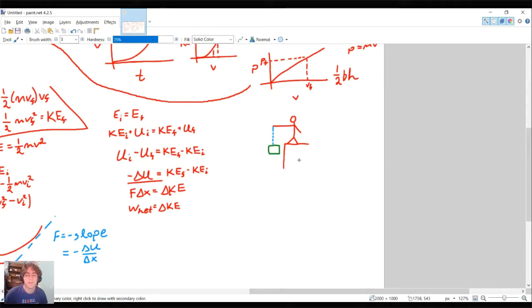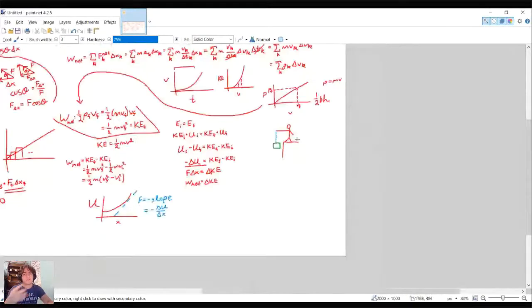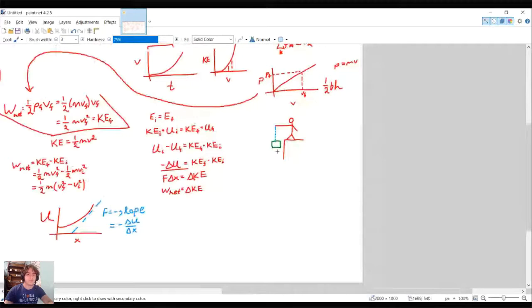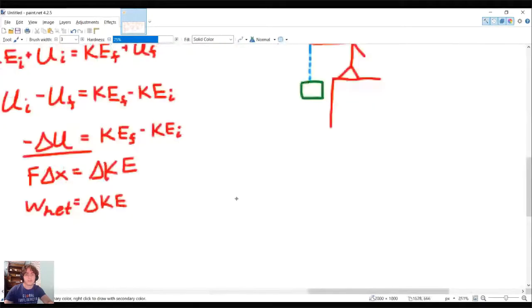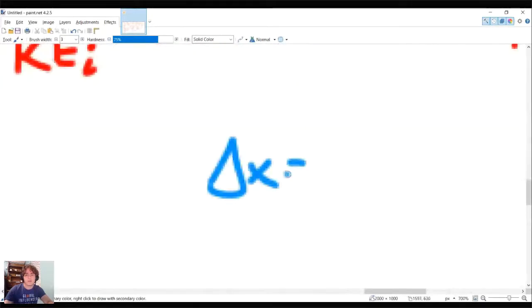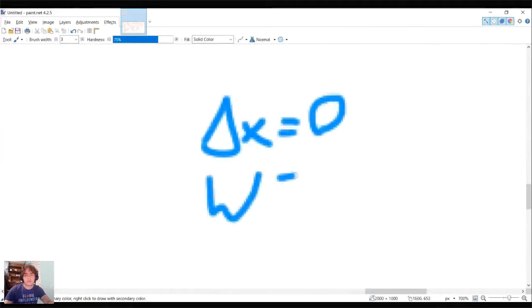But this work idea isn't just central to humans. You are expending energy when you're holding that box up. Don't get me wrong, I'm not going to tell you that you think you're expending energy and you're not, because that'll mess up your entire intuition about everything, and it's just not true. There's a very surface level reason why the work here is 0, and that is that it's not moving, so delta x equals 0. Therefore, work is equal to 0.